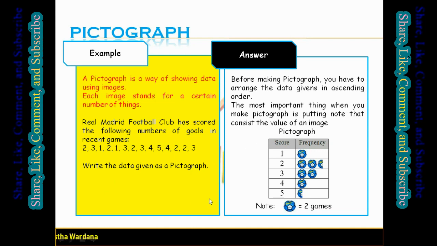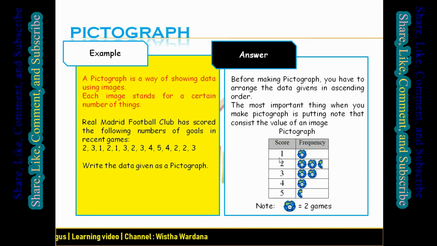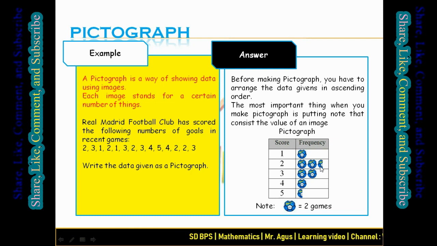So this table is similar to the frequency distribution table, although in the second column we do not use a number, but we use an image. So if you want to read the table, the Real Madrid Football Club scored 1 goal in 2 matches or 2 games. 2 goals from 5 games or 5 matches.